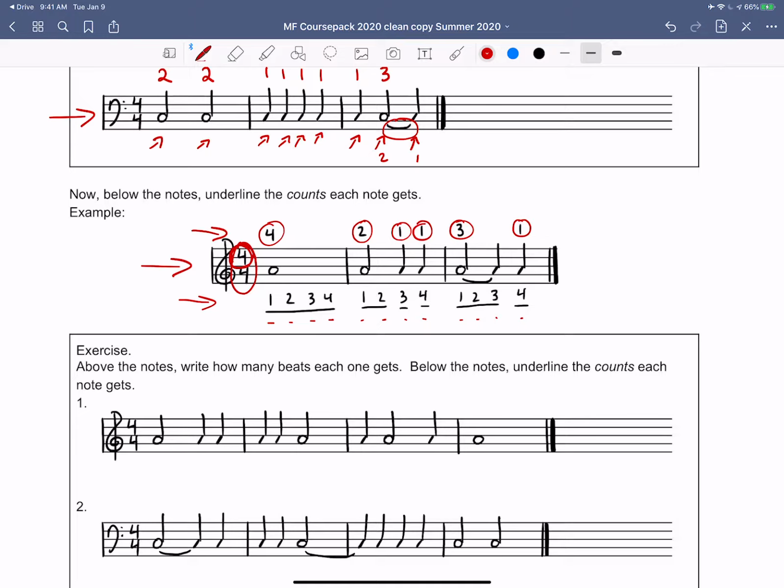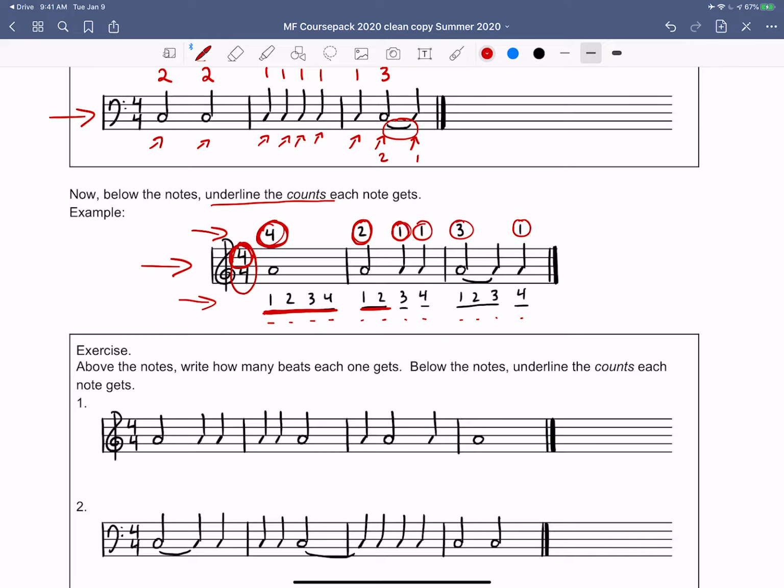But then the crucial thing that will allow us to perform these rhythms accurately is to underline the counts that each note gets. Well, we know that there are 4 counts or 4 beats in every measure. So how many of them, for instance, are taken up by this whole note? Well, all of them. So that's why we have that giant underline saying the whole note takes up that entire measure, all 4 counts. Let's look at the next measure. We've got that half note. It takes up 2 counts. So in other words, it gets the first 2 beats or 2 counts of that measure. So that's why we've underlined 1 and 2. But we stop there because it's only 2 beats. It's not 4 like we had before.